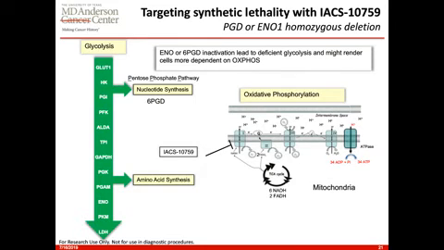So how do we utilize the synthetic lethal interactions for precision use of IX-10759 in the clinic? There are two potential opportunities. One is PGD homozygous deletion, and the other is ENO1 homozygous deletion. PGD inhibition, as I mentioned earlier, suppresses glycolysis, so that makes sense. ENO1 is a glycolysis enzyme at the later stage of glycolysis, just a few steps upstream of lactate dehydrogenase. Because an OXPHOS inhibitor targets OXPHOS, in a glycolysis-deficient context we think targeting OXPHOS will have a better therapeutic index, with less metabolic bypass and adaptation.